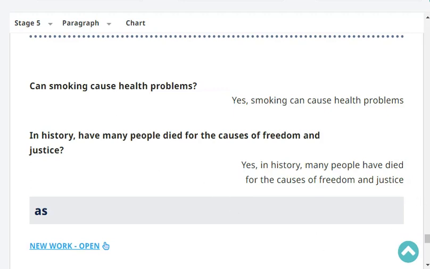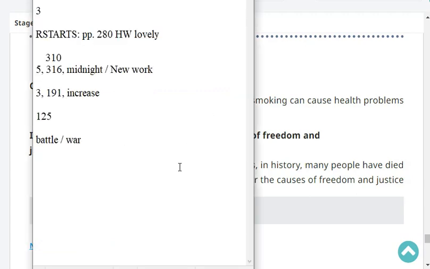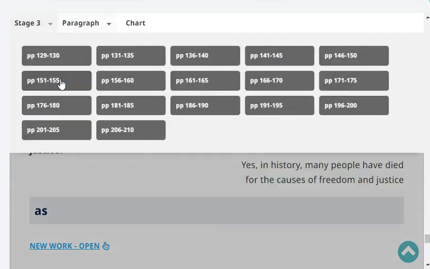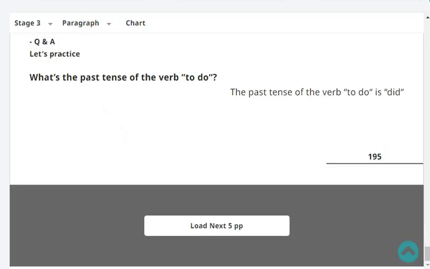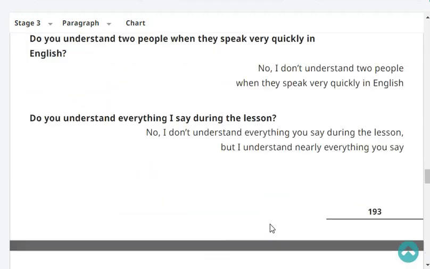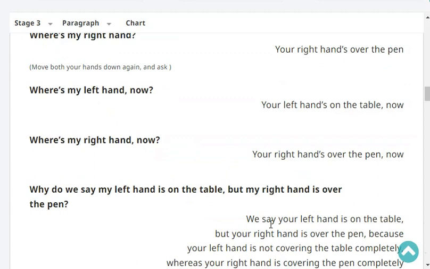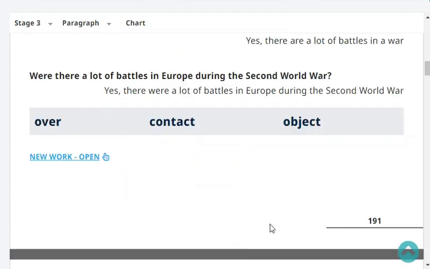Okay, so now let's move on to reading. Our reading is at stage 3, page 191. Last headword was increase. Okay, start with headword battle, war. Are there a lot of battles in a war? Yes, there are a lot of battles in a war. Were there a lot of battles in Europe during the Second World War? Yes, there were a lot of battles in Europe during the Second World War.